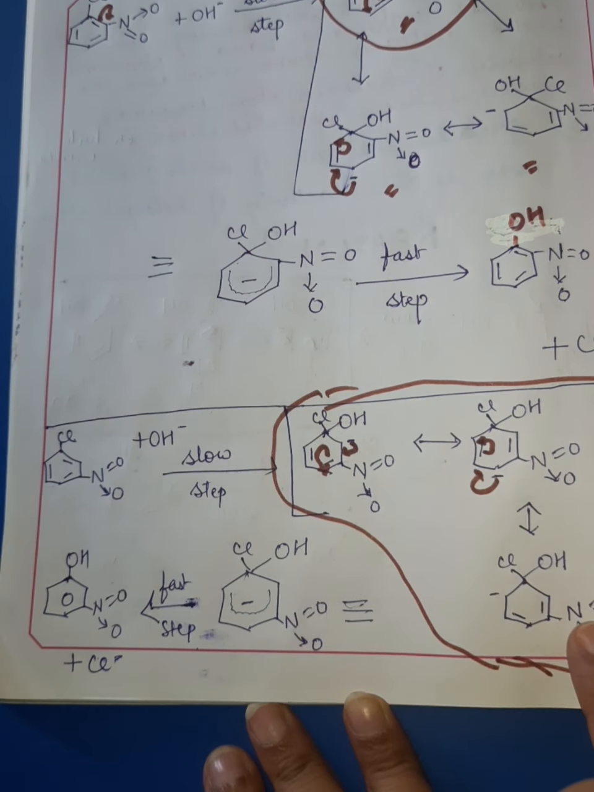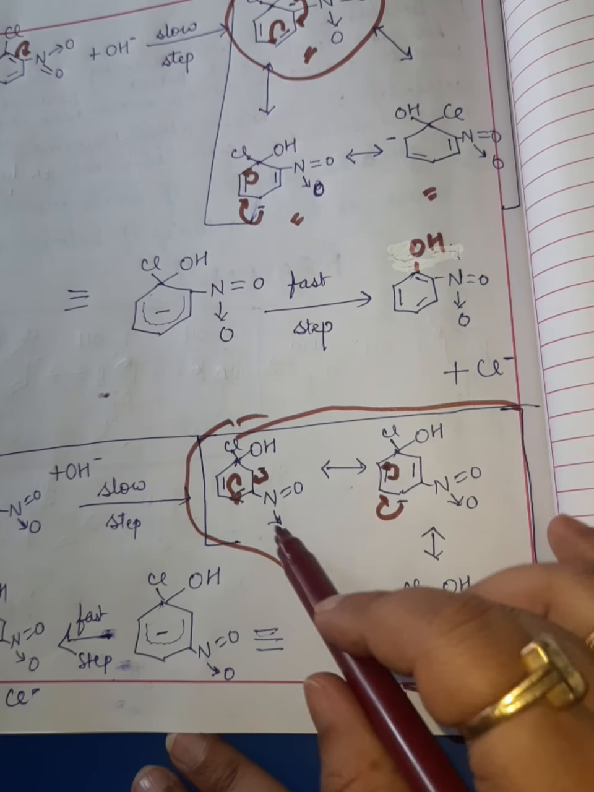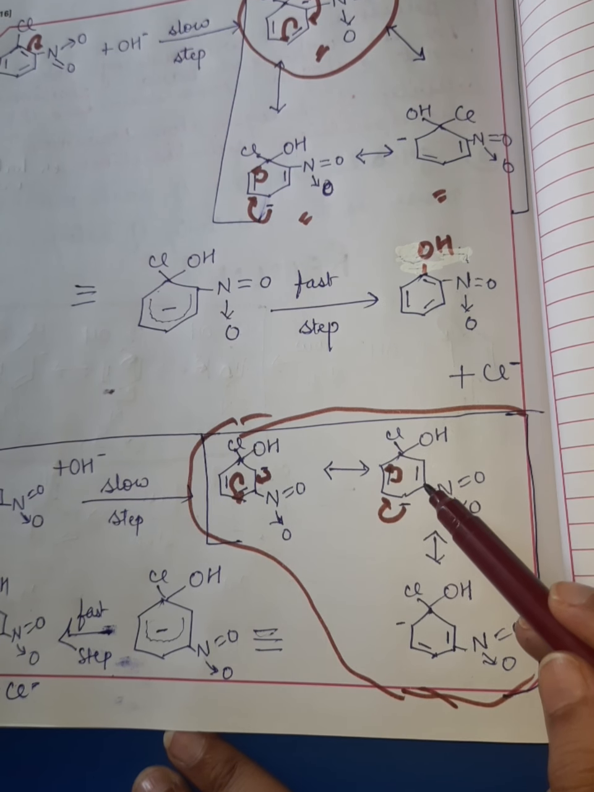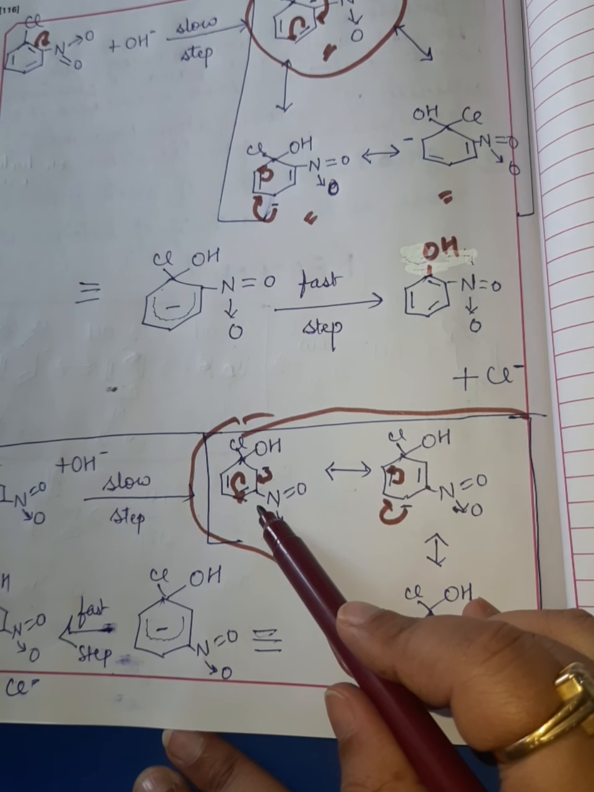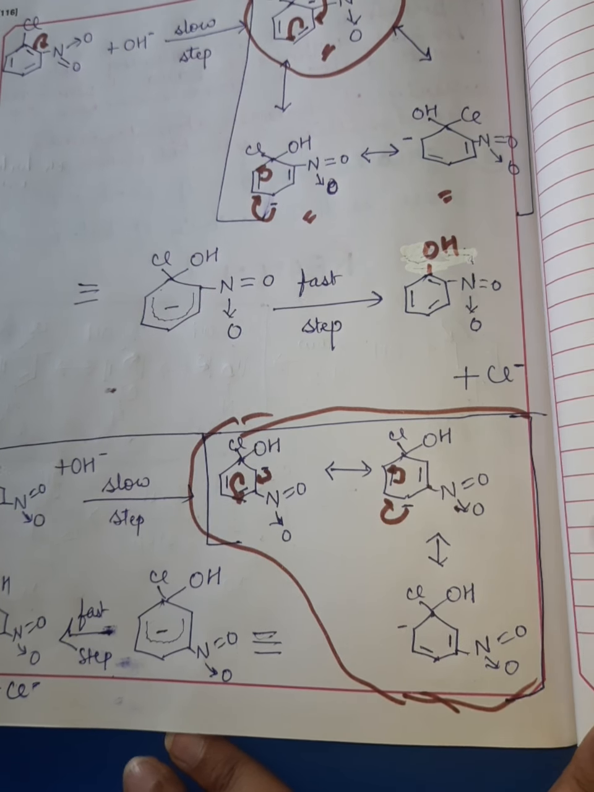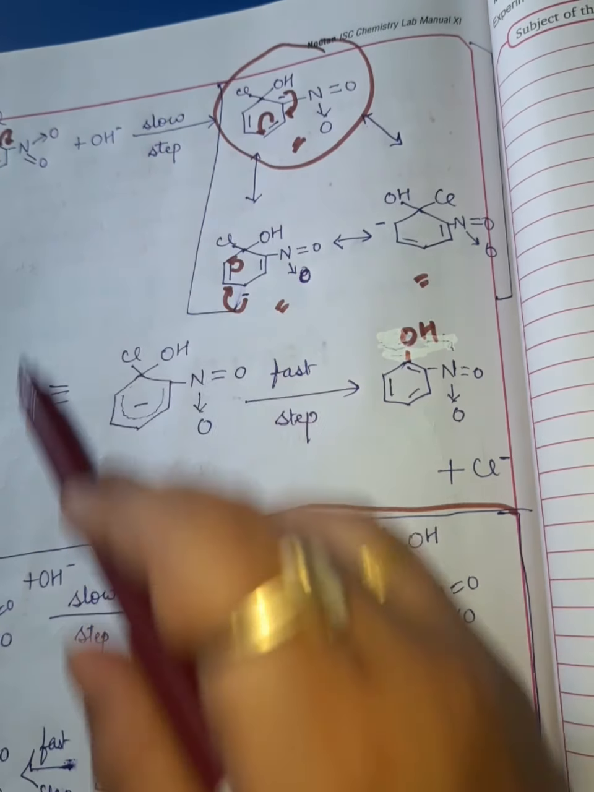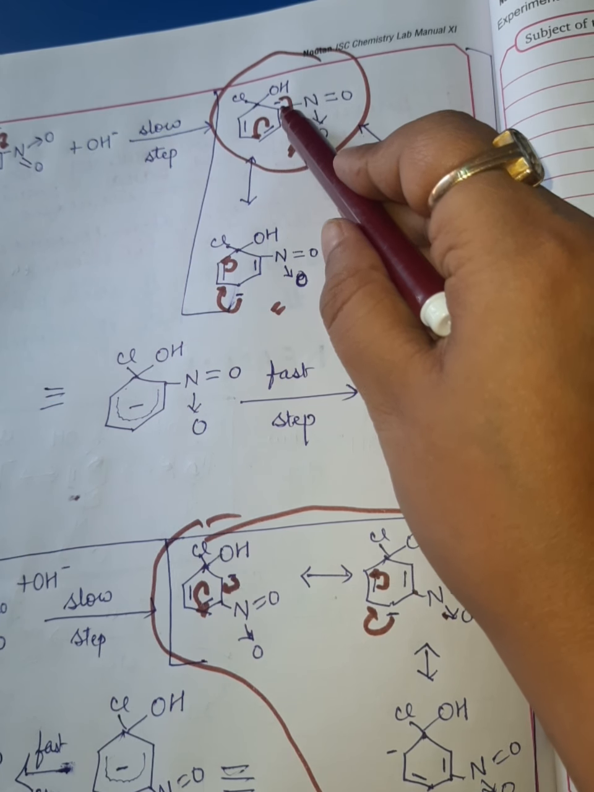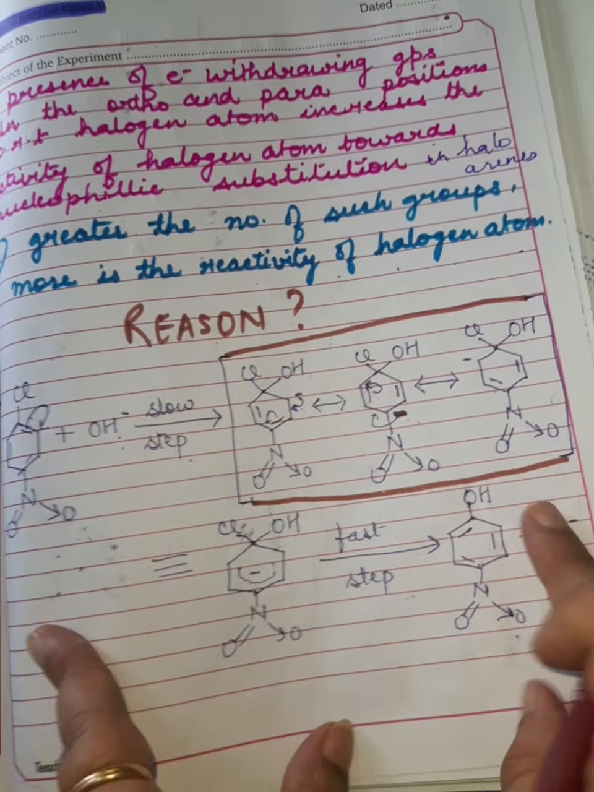I hope the mechanism is clear. Now look at this mechanism. In no resonating structure does the carbon which is attached with the nitro group get the negative charge. See here, neither in this structure, nor in this structure, and even not in this structure. Whereas during the mechanisms of ortho and para substituted, you have seen the negative charge is carried by the carbon attached with the nitro group. Similarly, you have seen in case of para as well.